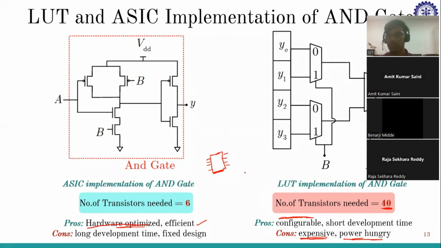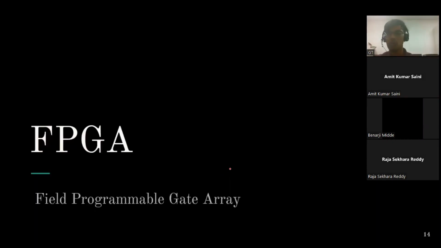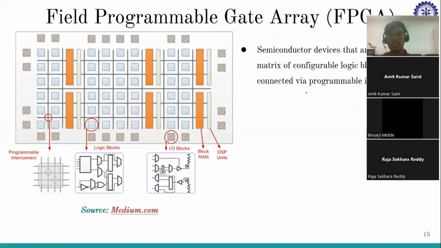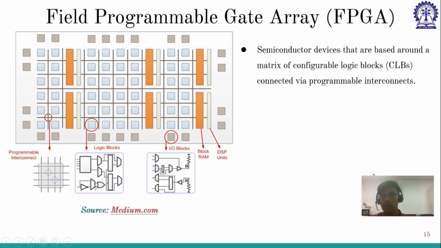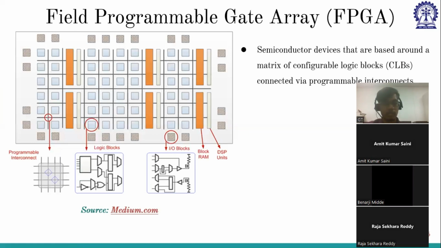I'll be briefly discussing FPGA. Again, this is just to understand how FPGA works. You don't have to memorize all these things. This is just for your basic understanding. FPGA full form is Field Programmable Gate Array. It is a semiconductor device that is based around a matrix of configurable logic blocks connected via programmable interconnects. So these are the logic blocks, and they are connected by this programmable interconnect, which connects the logic blocks to the input-output blocks.